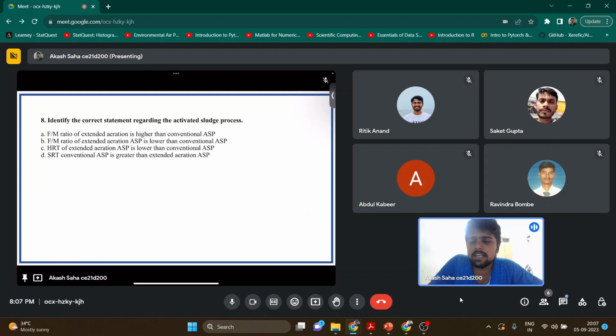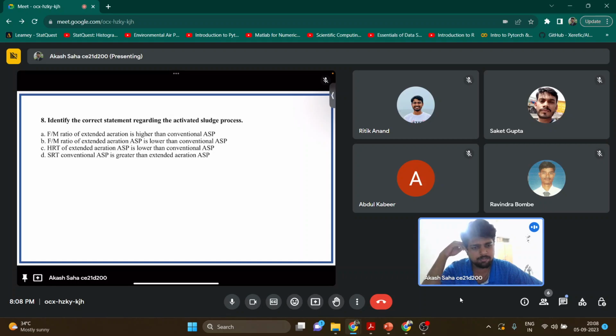Now, next question. Identify the correct statement regarding ASP. F by M ratio of extended aeration is higher than conventional ASP. F by M ratio of extended ASP is lower than conventional ASP. HRT of extended aeration is lower than conventional ASP. SRT, solid retention time, of conventional ASP is greater than extended ASP. So here we are talking about conventional ASP and the extended aeration ASP. Which of the following options is true?